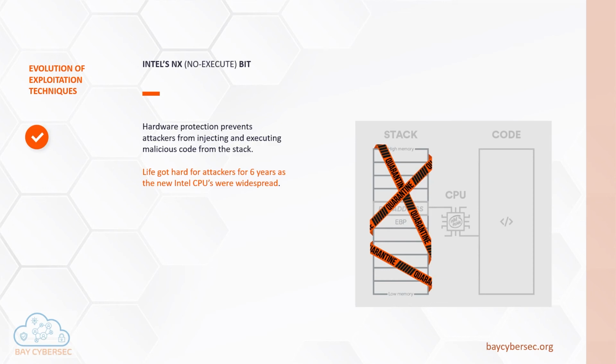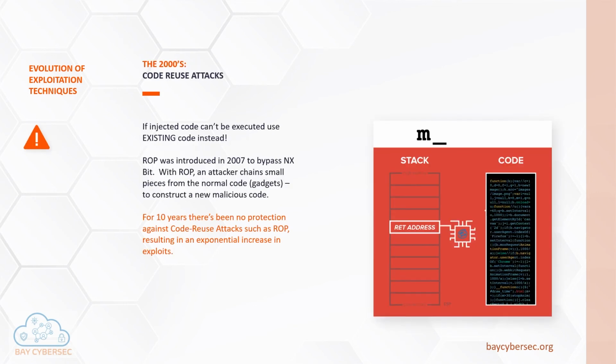How do you think the attackers got around this? If we can't execute code from the stack or the heap, where can we execute code from? We can execute code from the code segment, because that's code that is meant to be executed. So, introducing code reuse attacks.